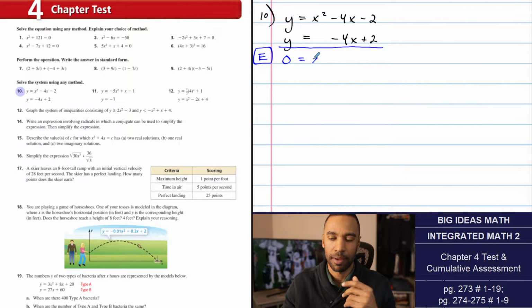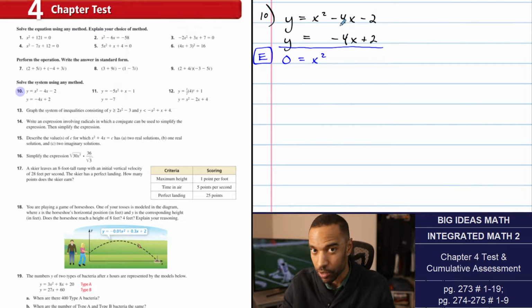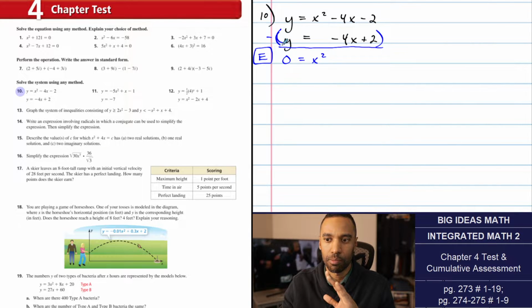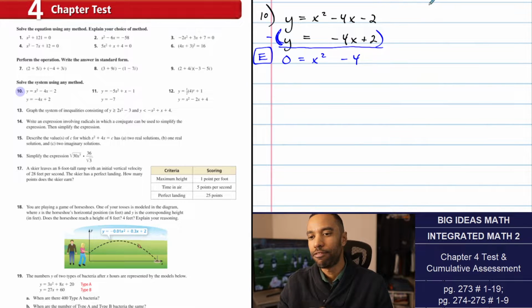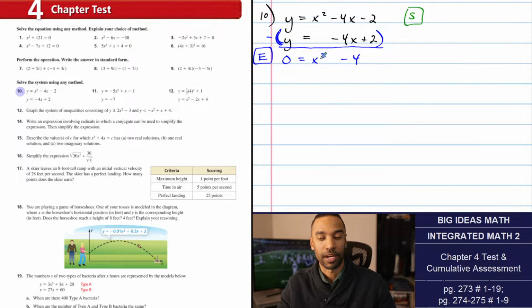X squared doesn't combine with anything, and negative 4x minus negative 4x is negative 4x plus 4x, which is 0. Those also eliminate. Negative 2, this isn't plus 2, it's minus 2. We're subtracting. Subtracting the whole thing, minus. Negative 2 minus 2 is negative 4. So you get that.